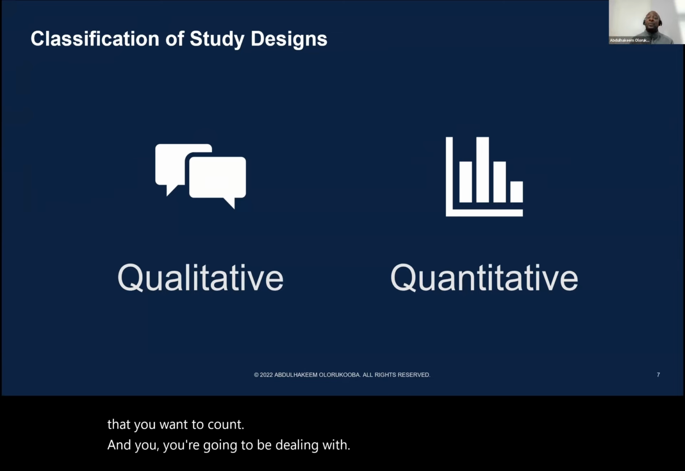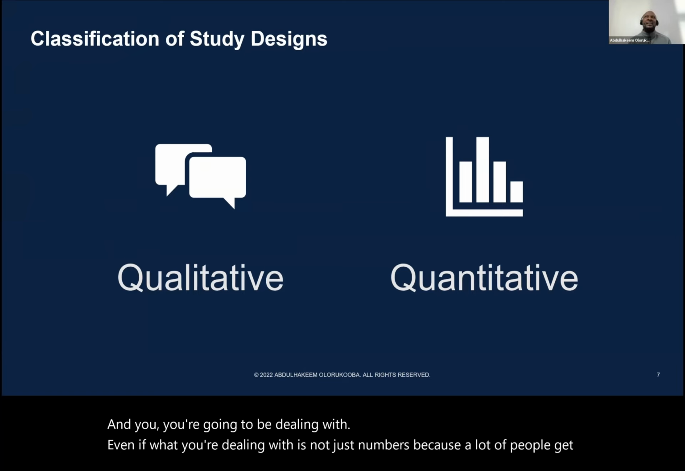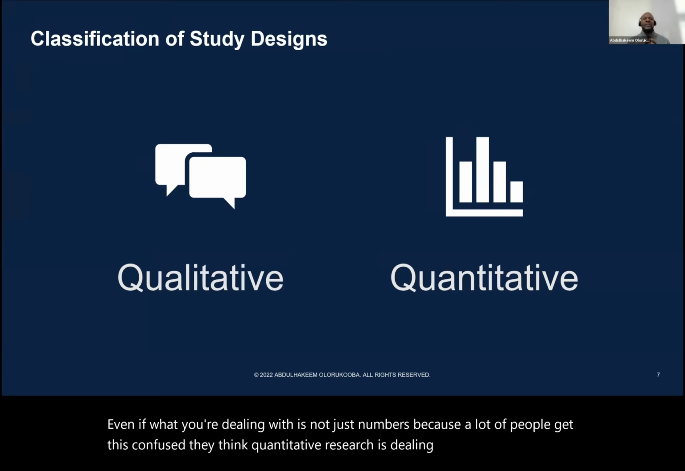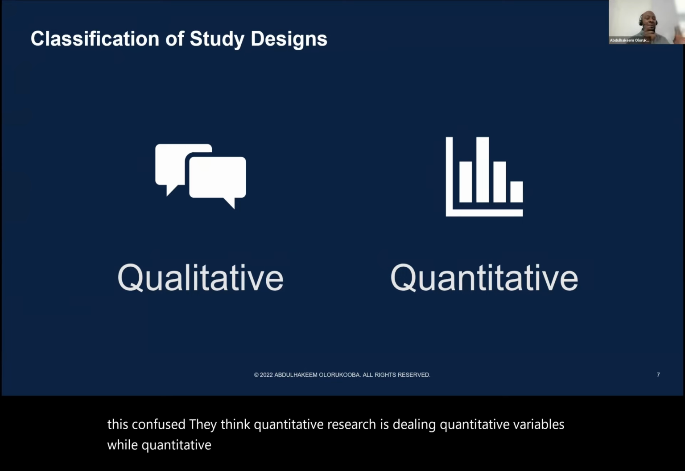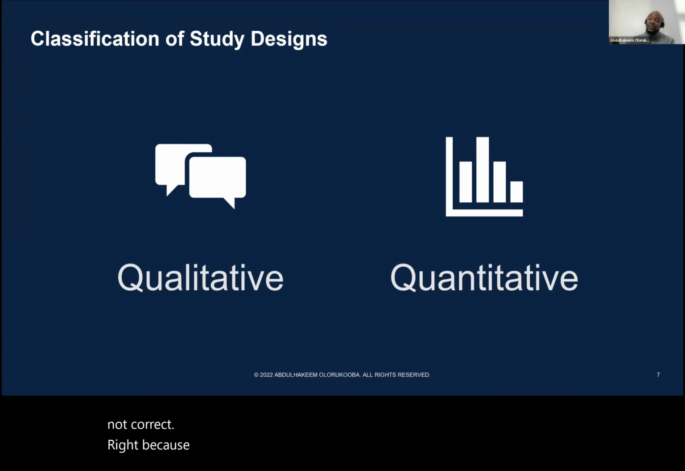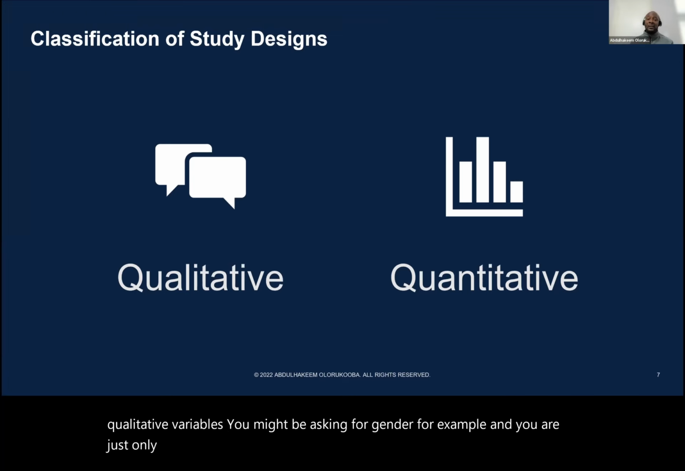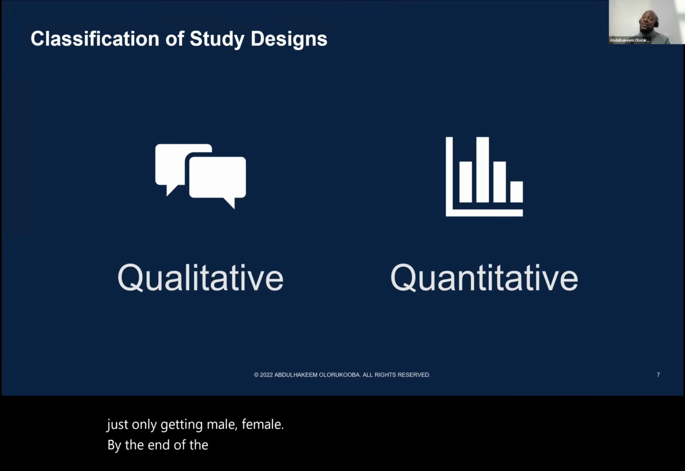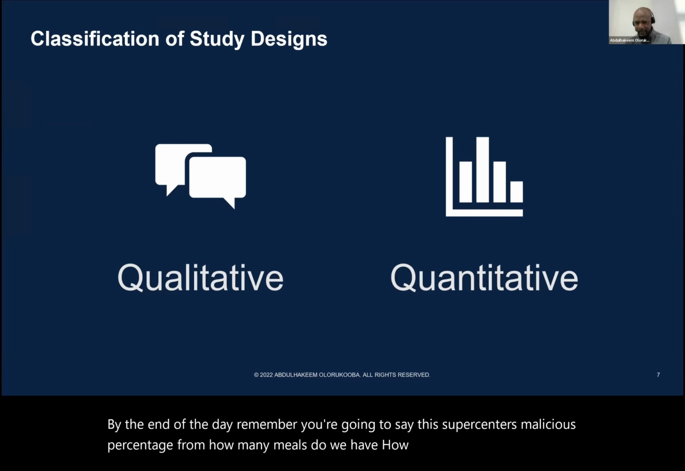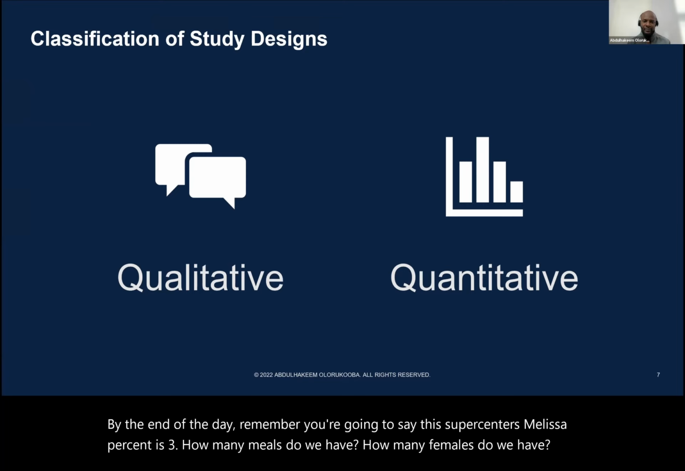Even if what you are dealing with is not just numbers, because a lot of people get this confused. They think quantitative research deals with quantitative variables, while qualitative research deals with qualitative variables. That's not correct, right? Because even in quantitative research, you might be dealing with qualitative variables. You might be asking for gender, for example, and you are only getting male, female. By the end of the day, you're going to say this percent is male, this percent is female. How many males do we have? How many females do we have? And you use that for your interpretation.